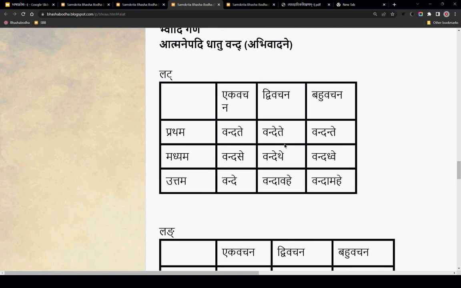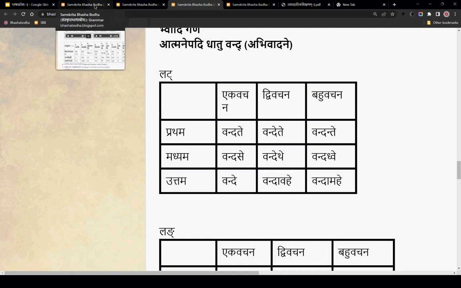So you see the ending here: te, ete, ante, se, ethe, dhve, e, vahe, mahe. These kinds of forms, if a dhatu takes in lat lakara, then it is categorized as an atmanepadi dhatu. So there are two forms.